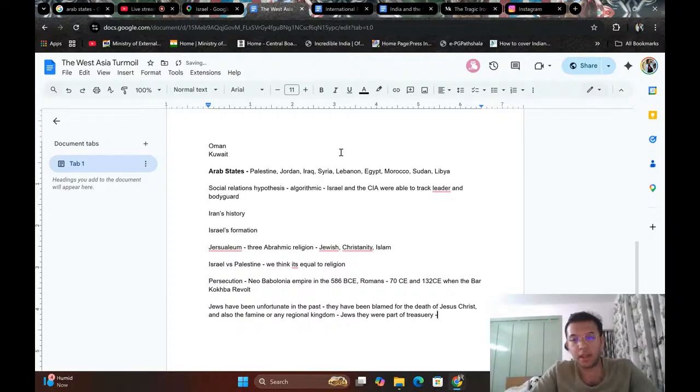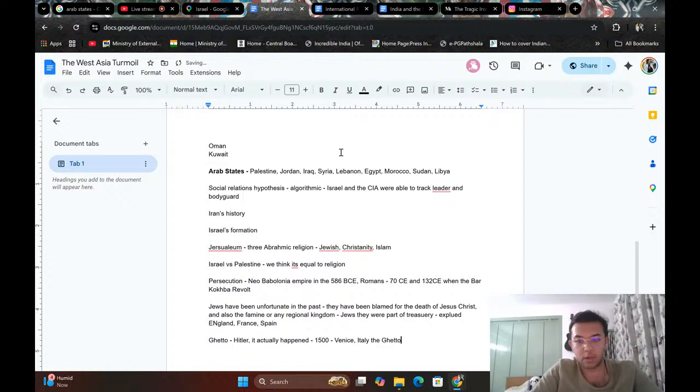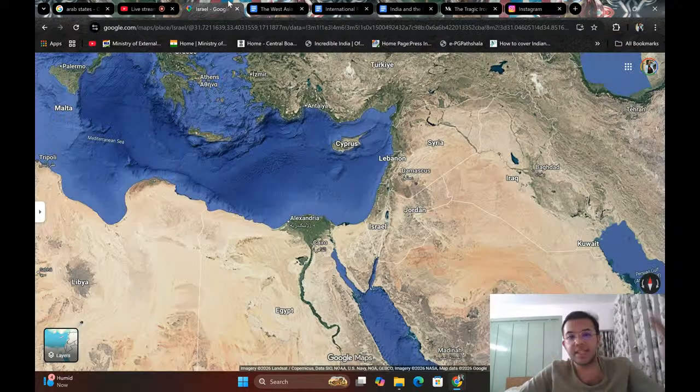That's how the case of Jewish persecution used to happen. They were expelled from countries like England, even France, and even Spain. It might come as a shock to many people, but this is how the actual history looked. And the ghettoization, which we saw under Hitler, actually happened way back also. Somewhere around the 15th century, around 1500, in Venice, basically once again the Roman area, that's where initially the persecution and the ghettoization was seen. So that's how the history of the Israelis has unfolded.